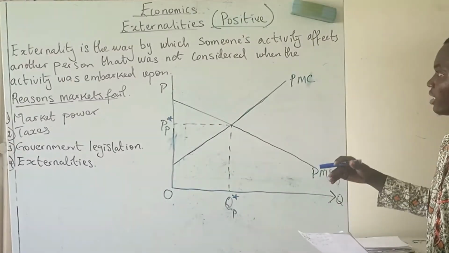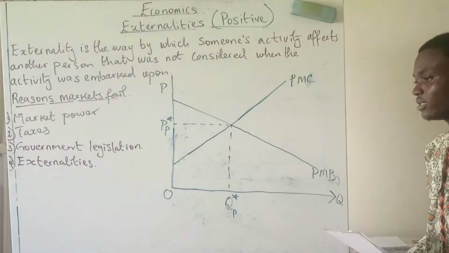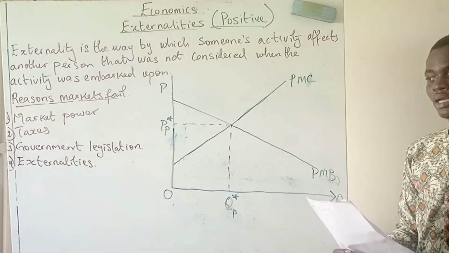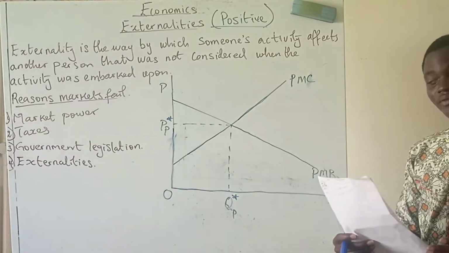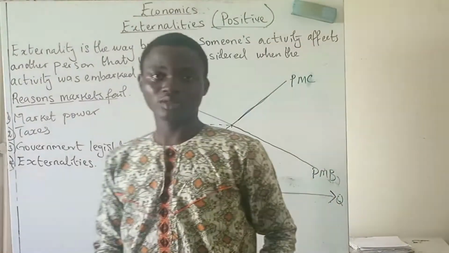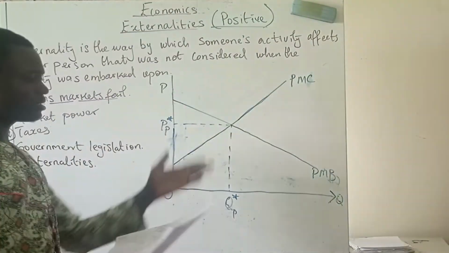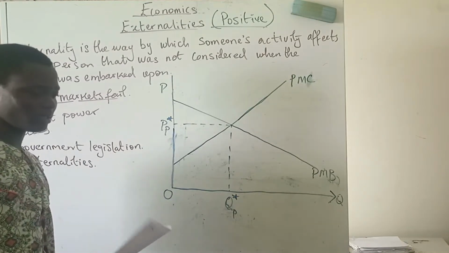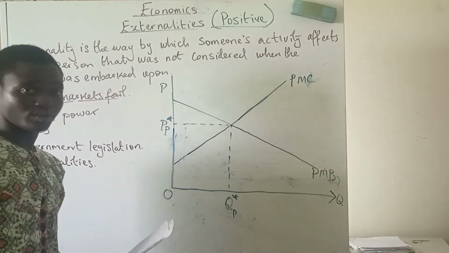Okay, so today we're talking about positive externality, which is saying that the external benefits to a bystander from a market transaction, from a market activity. And what are examples of positive externalities? Okay, you have education.